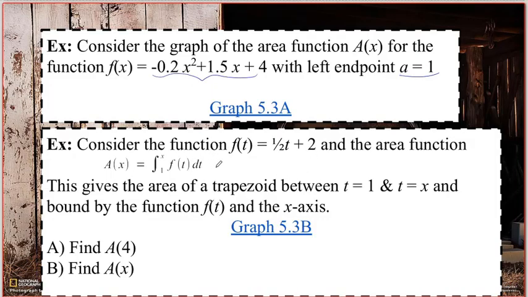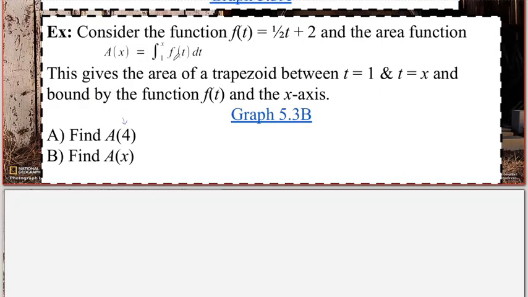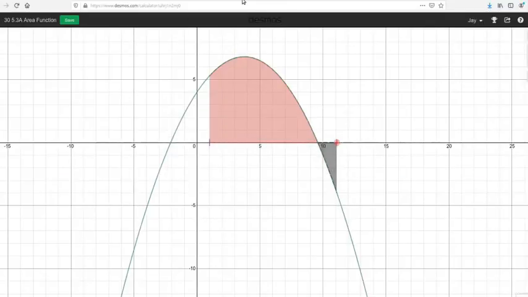All right, so let's look at this a little more in depth. I want to consider the function 1/2 t plus 2, just a straight line polynomial function, and the area function is the integral from 1 to x of that function. Notice this is going to give us the area of a trapezoid between 1 and some value x. Let's make that ending value 4 to start out with. I'm going to cheat and use the idea that we know this is a trapezoid, and we can look at the graph of this just to be sure.